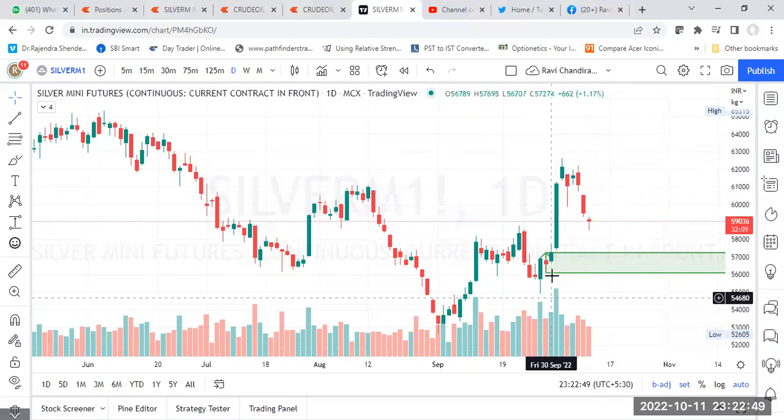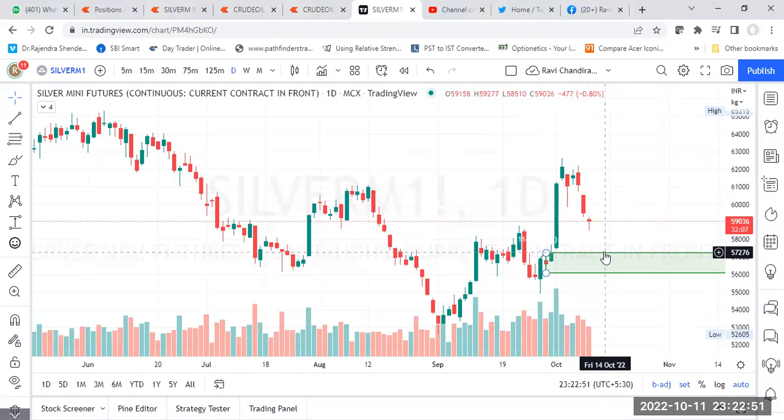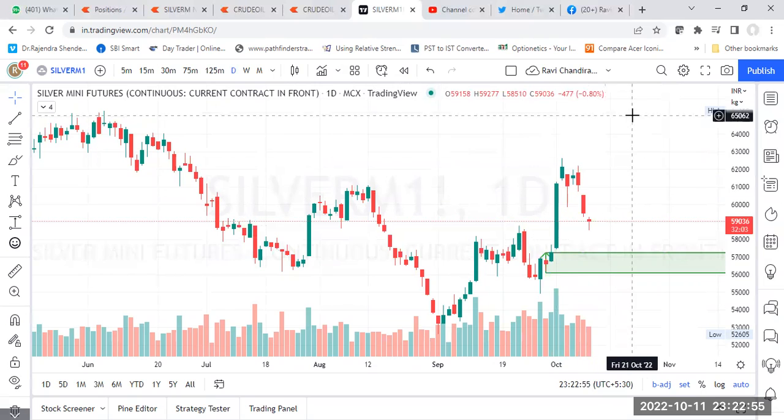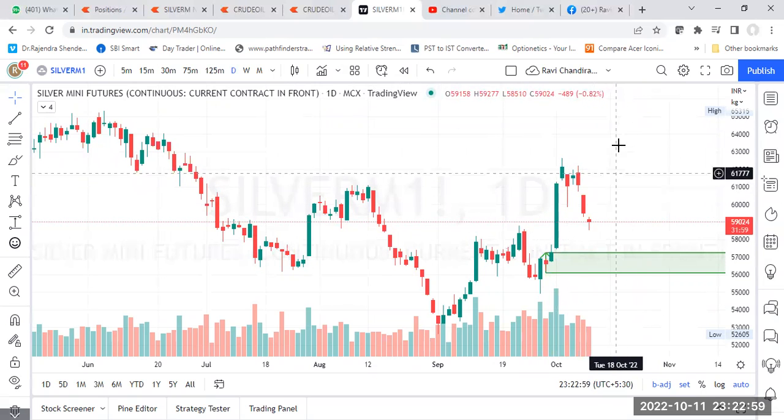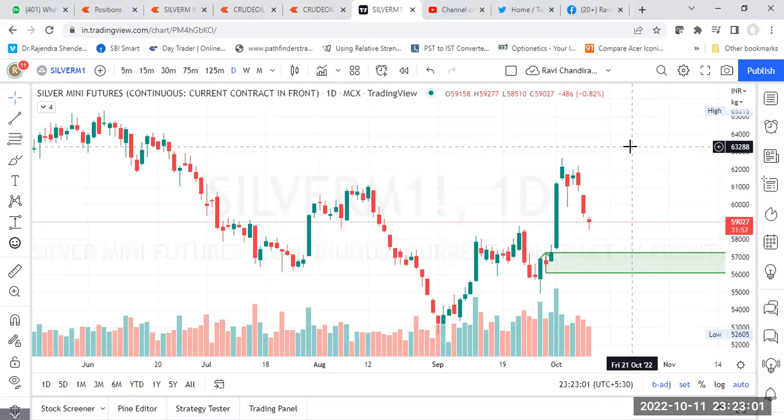Another possibility is the market may travel down to this level, take support at this demand zone, and then shoot up from here, break this previous high and go above. So that is another possibility. We don't know what will happen tomorrow. No one can forecast. Anything can happen overnight.